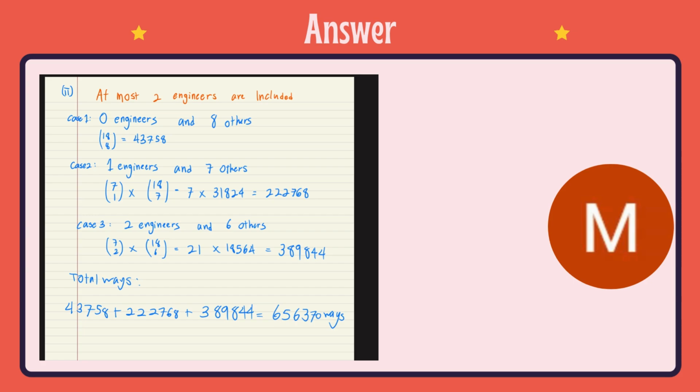For case 3, 2 engineers and 6 others. C(7,2) gives 21, and then we select 6 non-engineers from 18, C(18,6), which gives 18,564. Multiplying by 21, we get 389,844. So the total ways, adding case 1, case 2 and case 3, is 656,370 ways that a committee can be selected with at most 2 engineers.